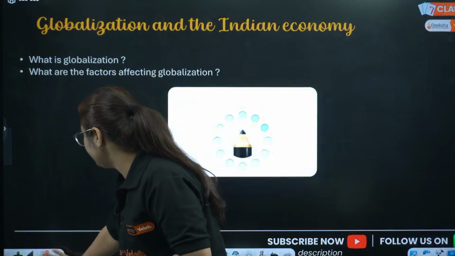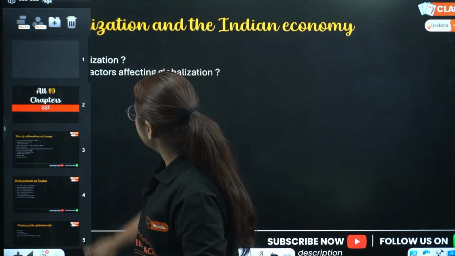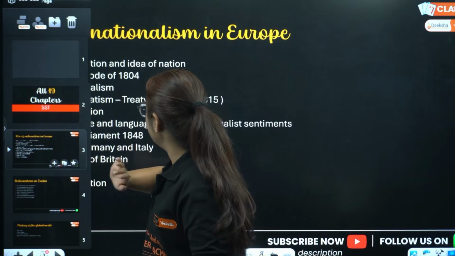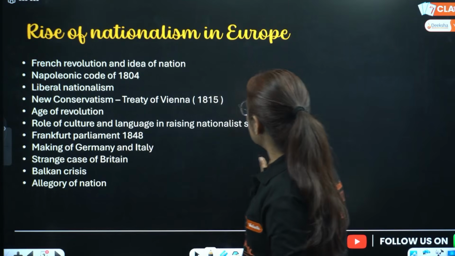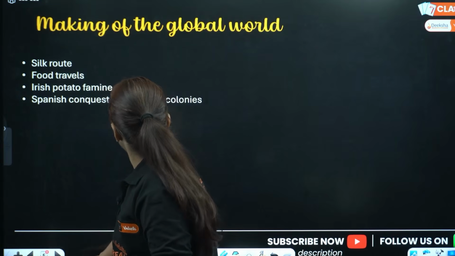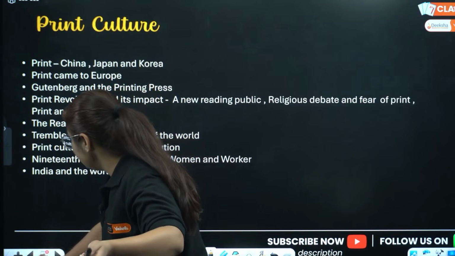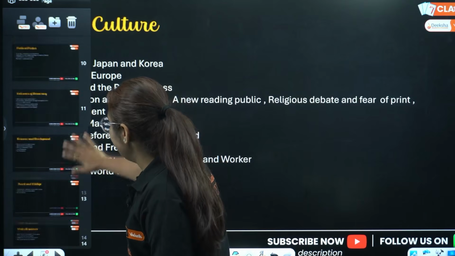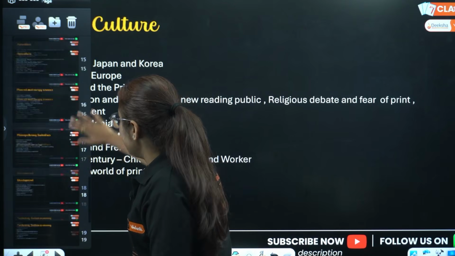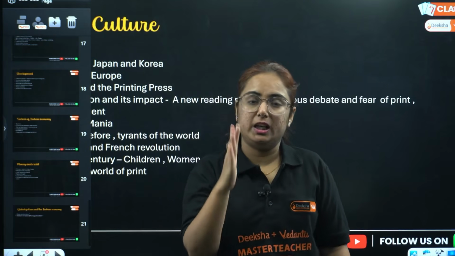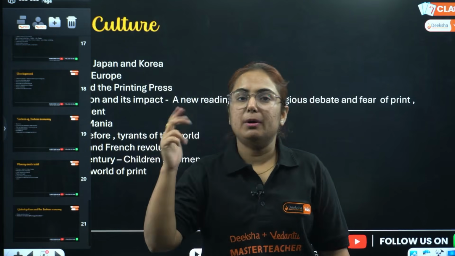What I have done for you is, see, here this is the list of all 19 chapters of SST which we studied up till now. Like we started from nationalism in Europe, then we went with nationalism in India, then making of the global world, and all the chapters that are going to come in your exam. A single PDF is made where I have written all the important points, all the important topics that you need to study from the above respective chapters.